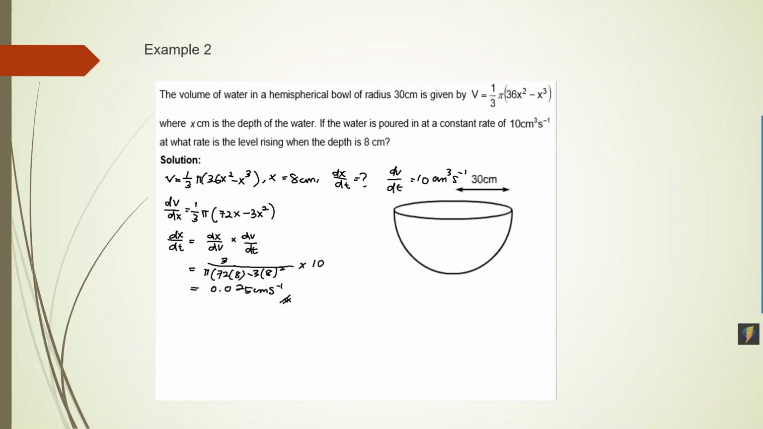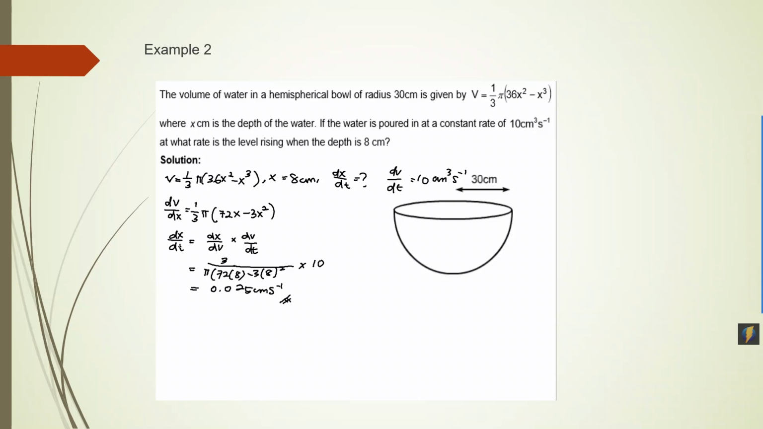Okay, so we have volume equals 1 over 3 pi times (36x squared minus x cubed). x equals 8 cm. So we need to find dx over dt. Given that dV over dt equals 10 cm cubed per second. Okay, dV over dx equals 1 over 3 pi times (72x minus 3x squared).